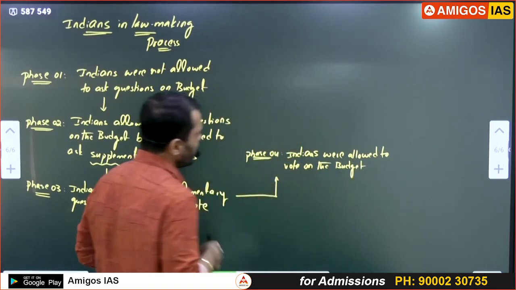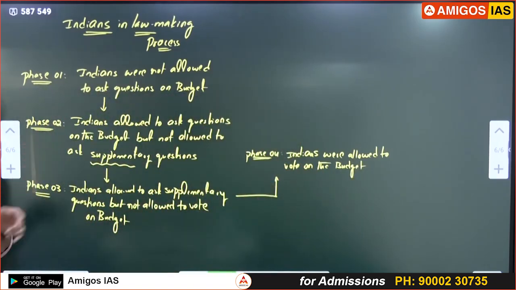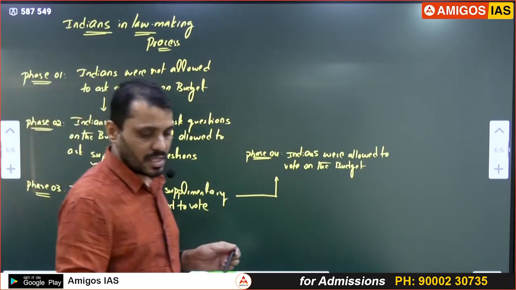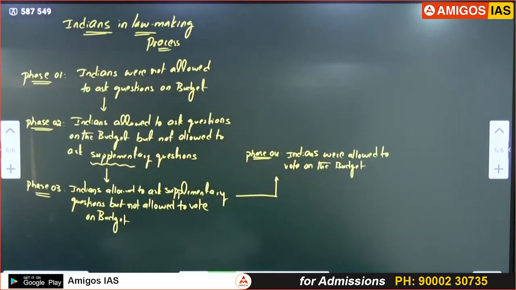This is how Indians' journey in the lawmaking bodies went. Are we clear about this? Because in various acts you will get to know this, like "Indians are not allowed" and all these things. This is also one of the observations you have to make on this. This is about Indians in lawmaking bodies.